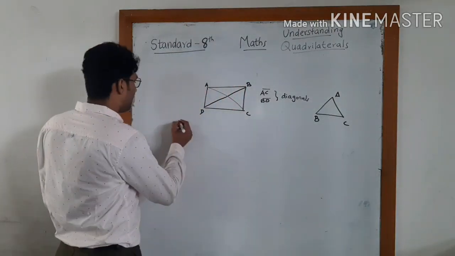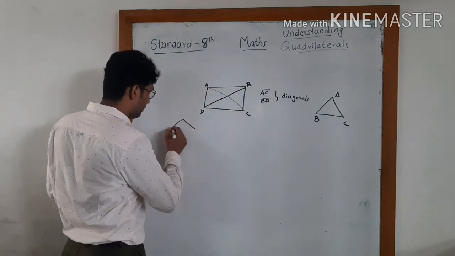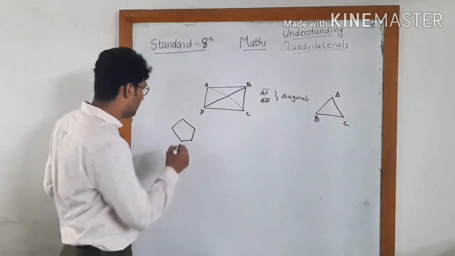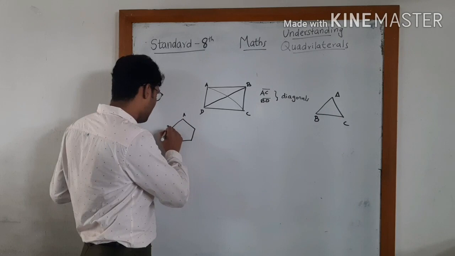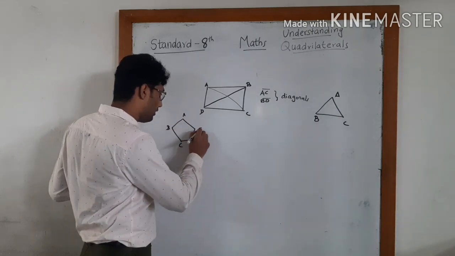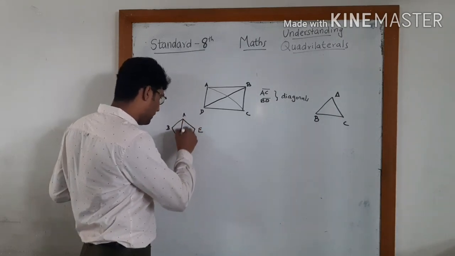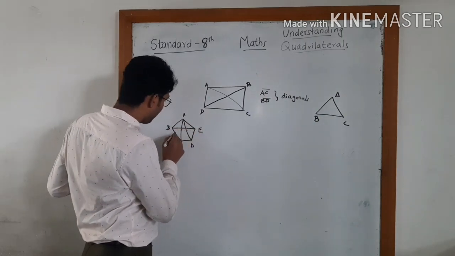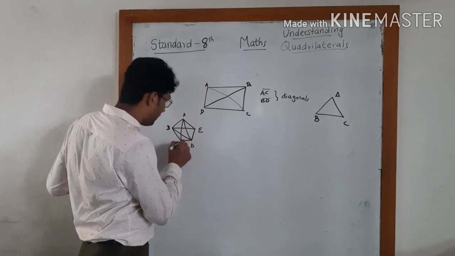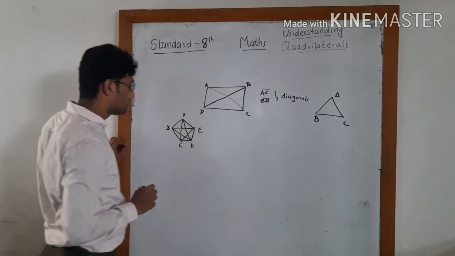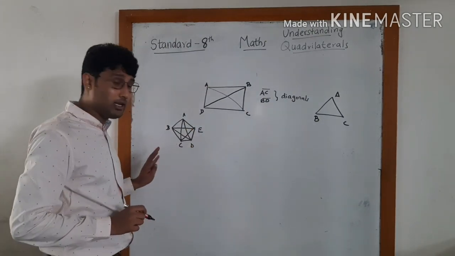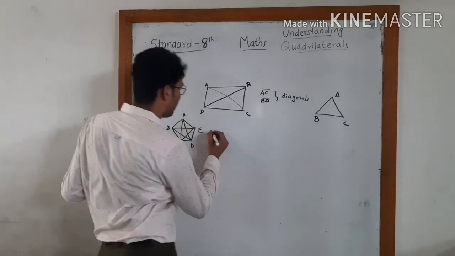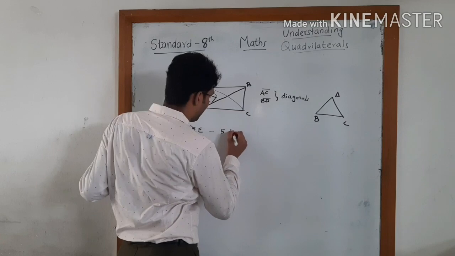What about a pentagon? How many are possible? So suppose I have A, B, C, D, E. I can join A with C, I can join A with D, I can join B with E, I can join B with D, I can join C with E. Right? How many did I get? 1, 2, 3, 4 and 5. I got 5 diagonals.